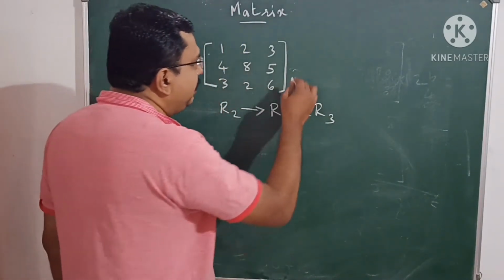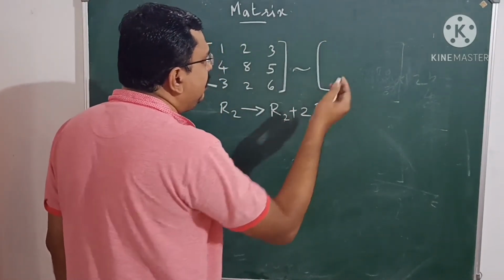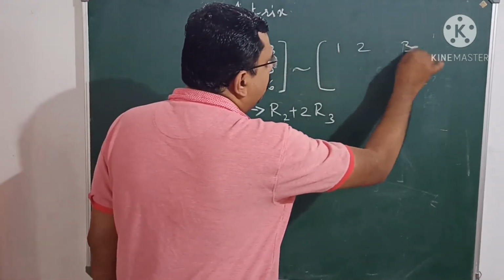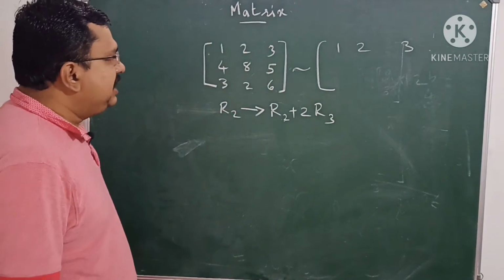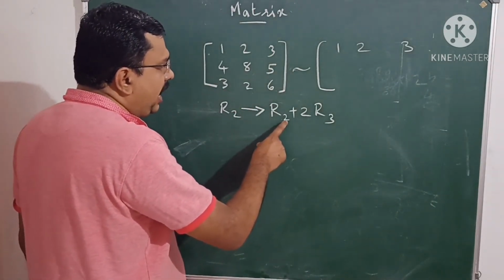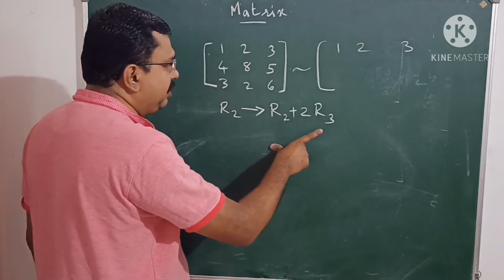Then this will become first 1 2 3, no change. First row is same, 1 2 3. Now look at that. Second row R2 is converting into R2 plus 2R3.